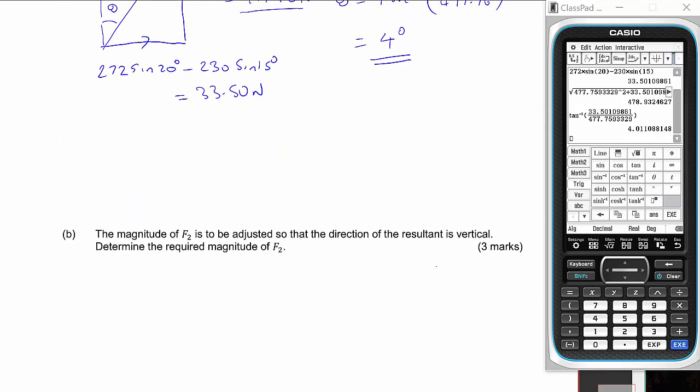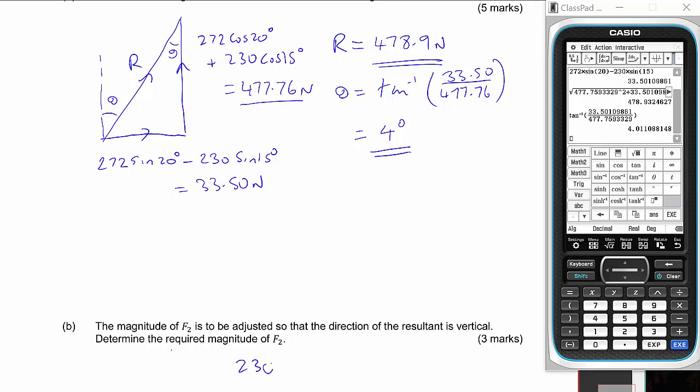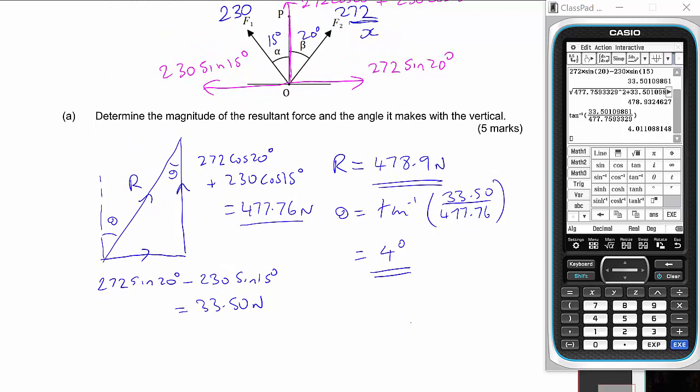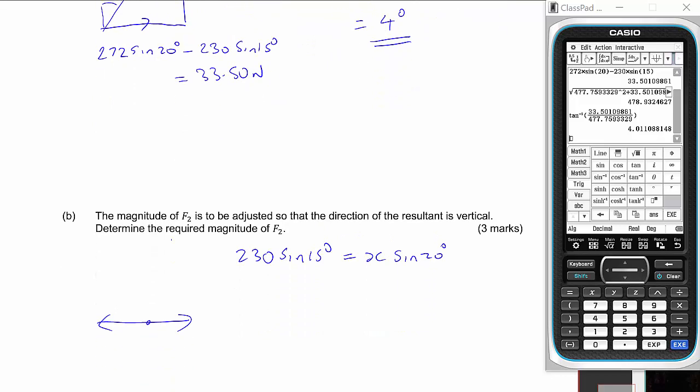So what we're going to have, if it's going to go directly vertical, that means the horizontal components have to be the same in either direction. So that means 230 sine 15 has got to be equal to x sine 20. So x is going to be 230 sine 15 over sine 20.